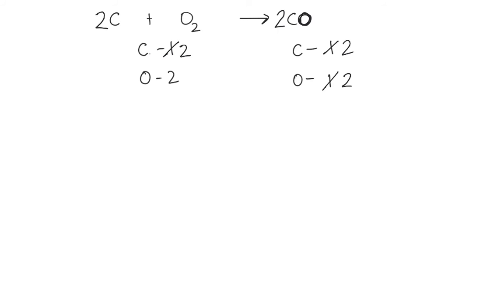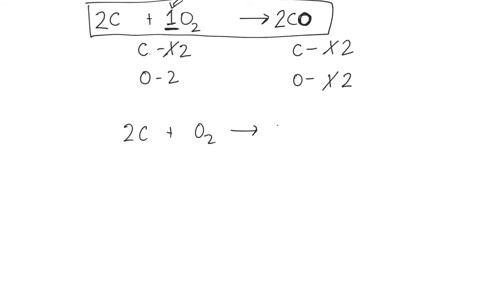So 2 times 1 gives me 2 carbon. Doesn't change oxygen at all because the coefficient in front of oxygen is still 1, right? If there's nothing written there, we assume it's a 1. And so we have 2, and those balance. So that's how we would write this balanced equation. You do not have to write this 1 here. If there is nothing written in front, we assume that it is a 1. So you'll typically see this written like that.